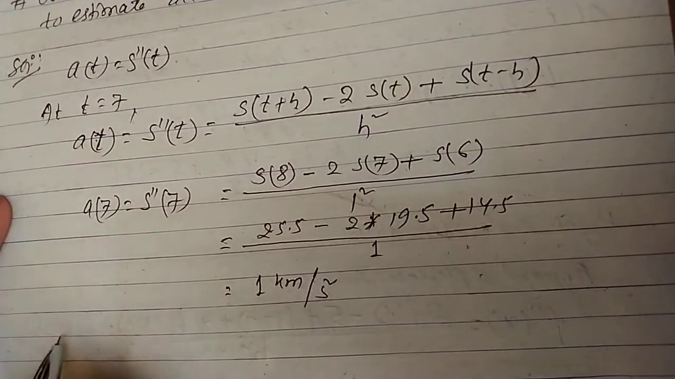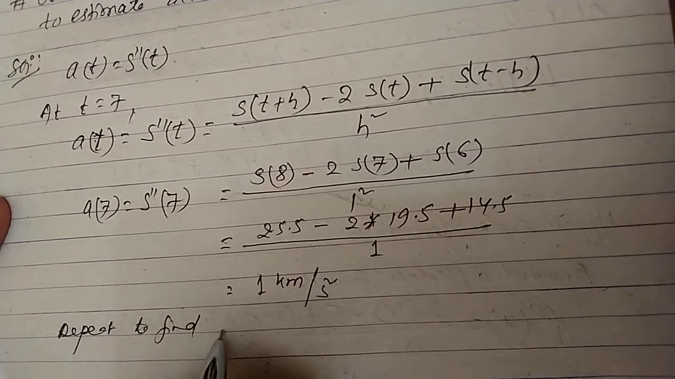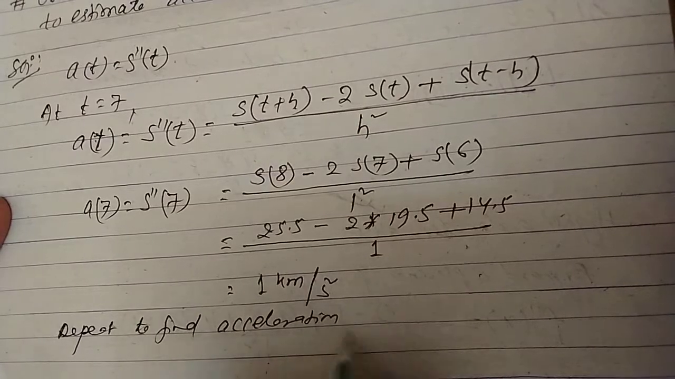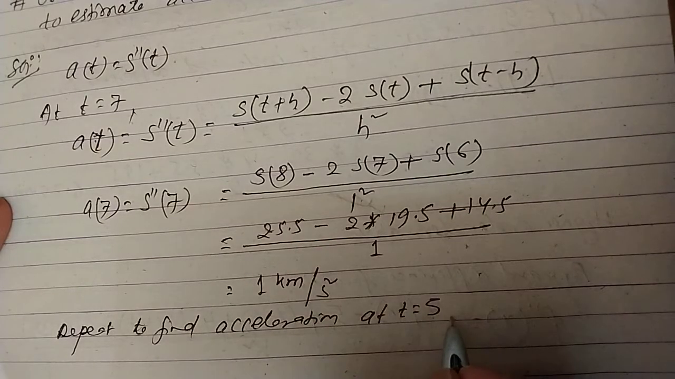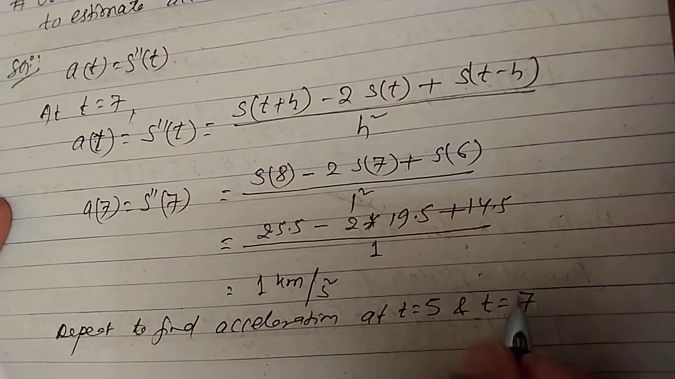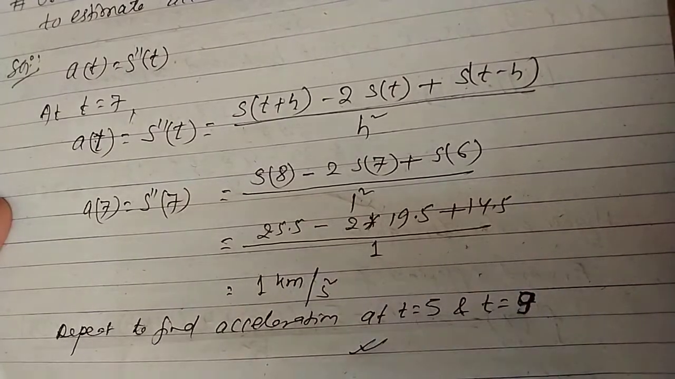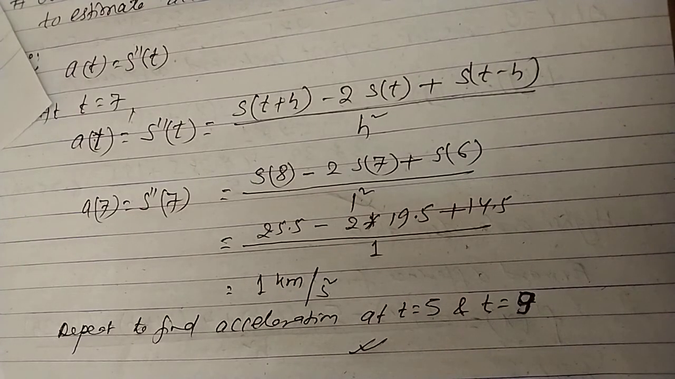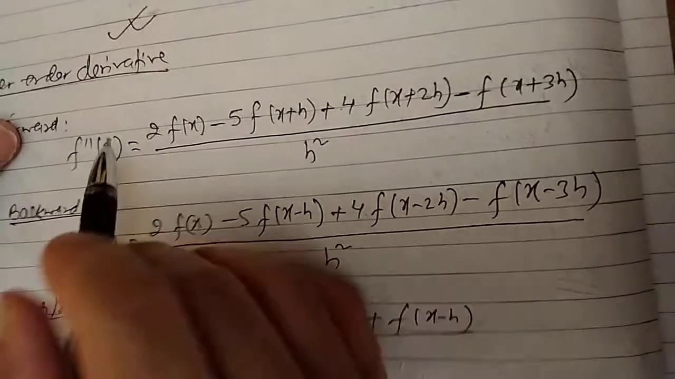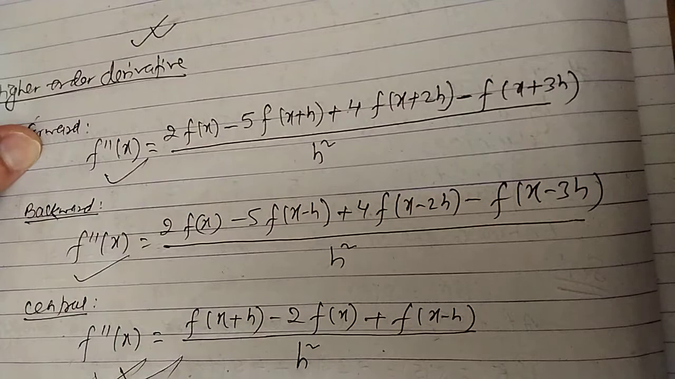Okay, so now you can repeat the same problem. Repeat to find acceleration at t equals to 5. So use what? Forward difference. And t equals to 7, and t equals to 9 seconds. Use the backward difference, second order. So you can do this by using the formula, by using the second order derivative formula for the tabulated function. So use this formula at t equals to 5 and use this formula at t equals to 9.